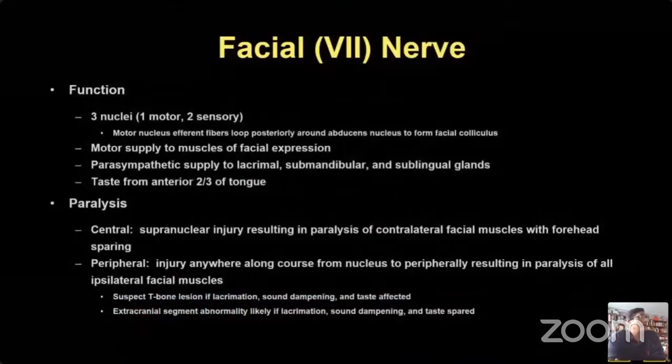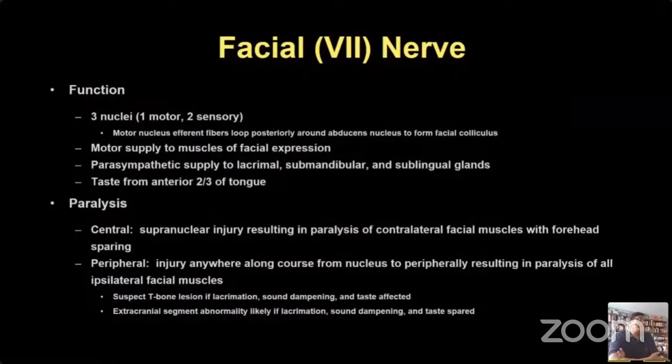Going on to the facial nerve, or the 7th nerve. Finally, we are more than halfway through. The facial nerve is again a big nerve. It has 3 nuclei, of which 1 is motor and 2 are sensory. It's predominantly a motor nerve, which supplies the muscles of facial expression. So whenever I'm speaking, all the muscles on my face and grimacing, all this is conveyed through the 7th cranial nerve. It also carries the parasympathetic supply to the lacrimal gland, the submandibular gland, and the sublingual gland. And it's also responsible for the sense of taste in the anterior two-thirds of the tongue.